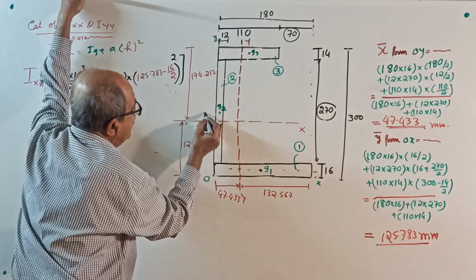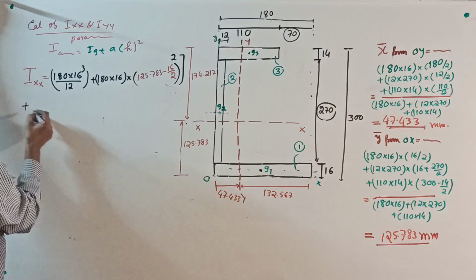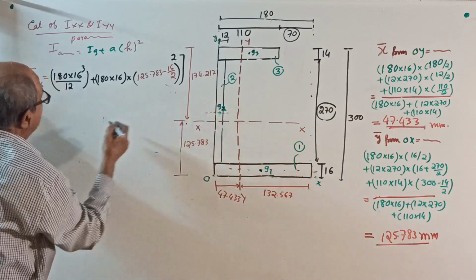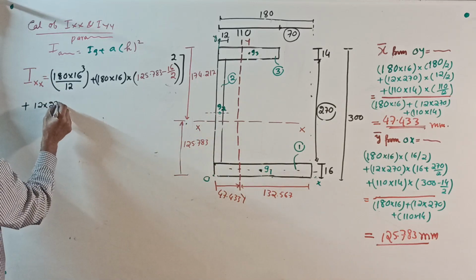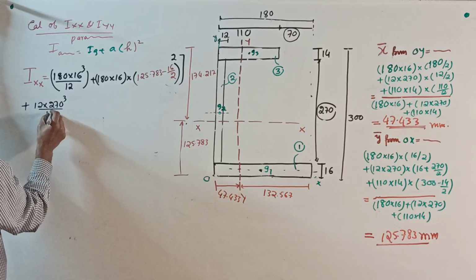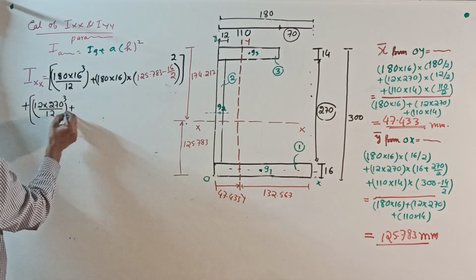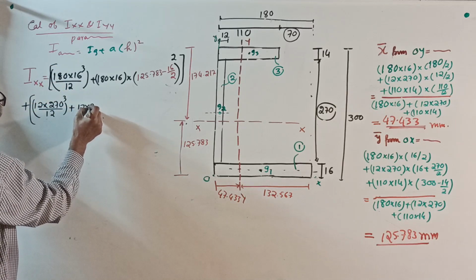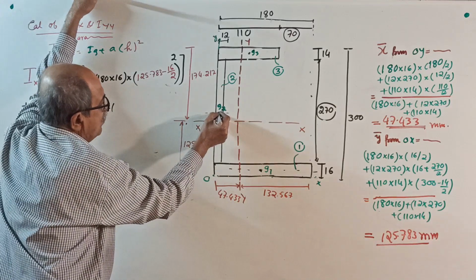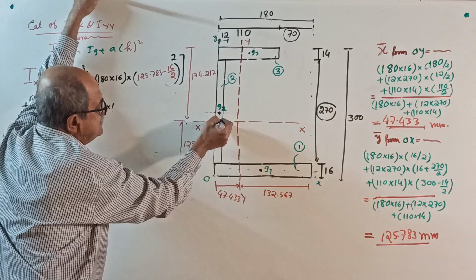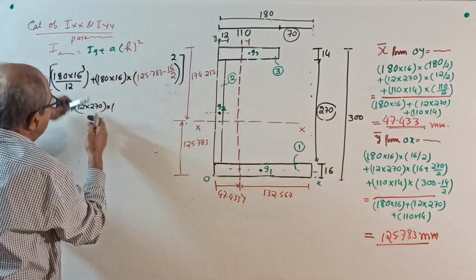Second one, I about its own centroidal axis. Plus, parallel side 12, 12 into height 270. 270 cube divided by 12 is Ig, plus this one, bracket here. Plus area, 12 into 270 is the area, into the distance from centroid to here. This distance squared is 174.217.